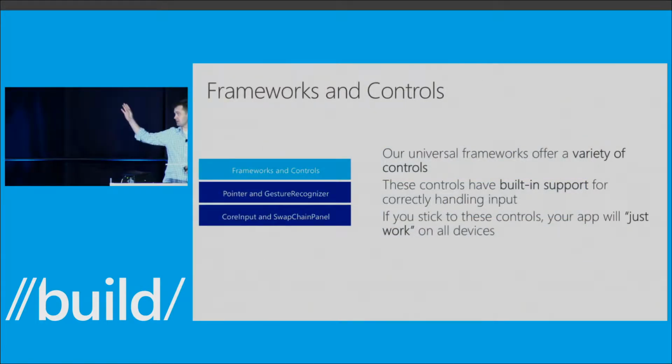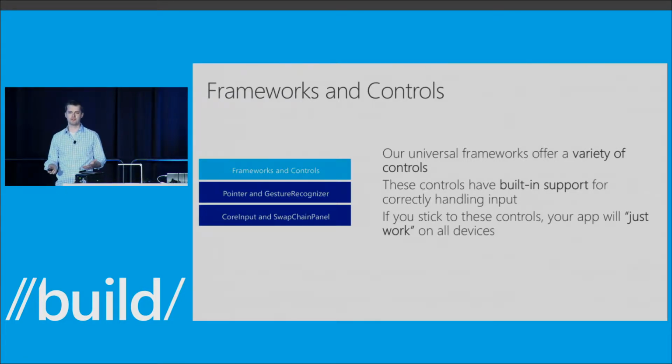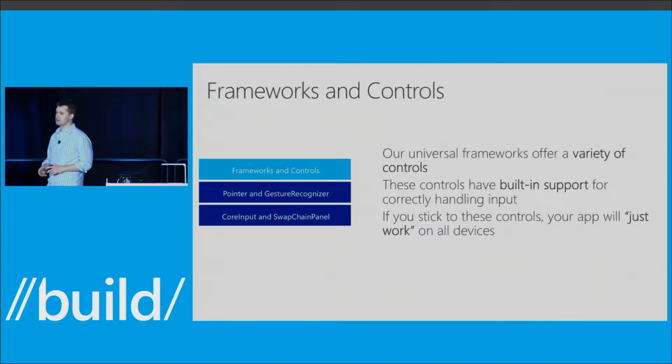So we'll talk about each layer in turn. We'll start with frameworks and controls. The frameworks offer a bunch of controls, and the controls all have support for input built into them already. So you can use something like a button with touch, with pen, with mouse, with keyboard. All of this works as you'd expect. And if you stick to the built-in controls that the frameworks provide, your app's just going to work across that broad spectrum of hardware, whether you're running on a phone or on a Surface Hub. Your app will just work.